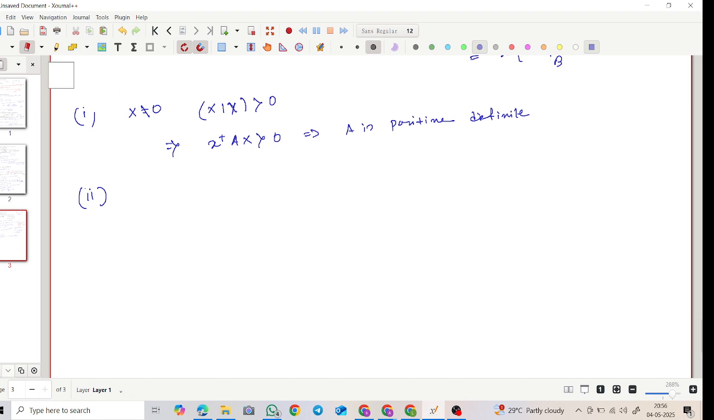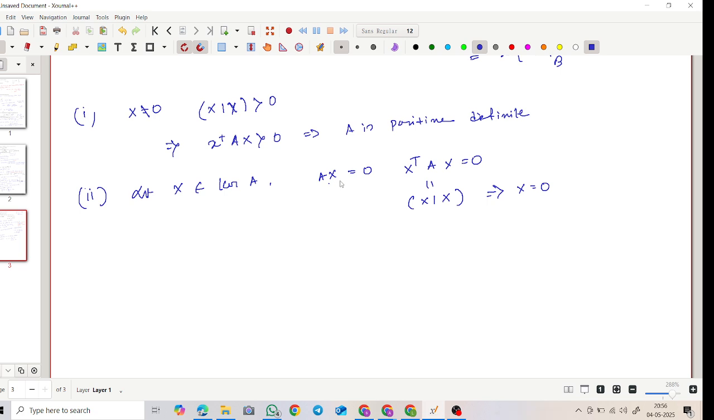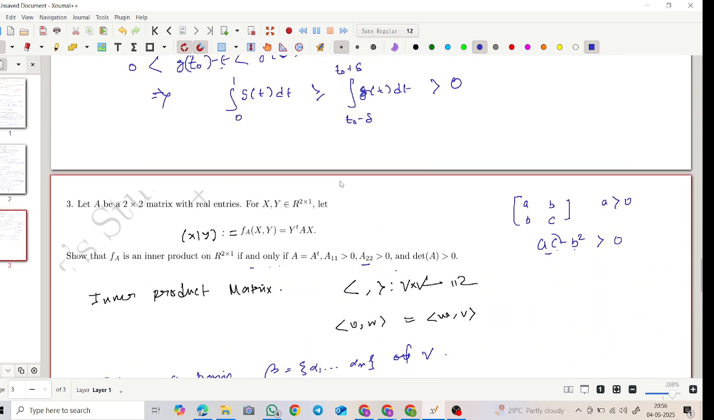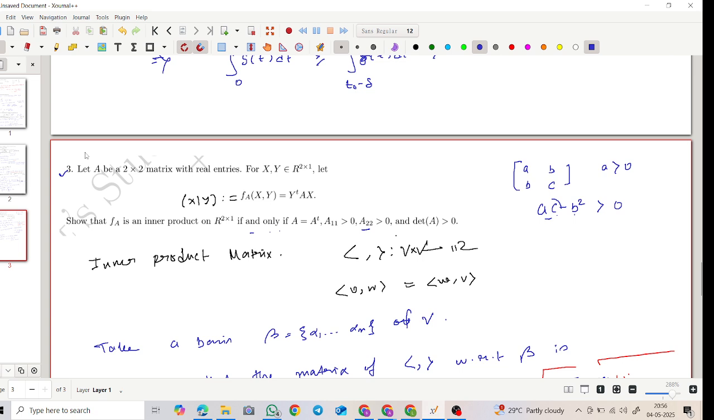Is this full rank? Yes, because let x belong to the kernel of A. Then Ax is 0. It means x transpose Ax is 0. But that is x inner product x, so it means that x is 0. So you have A to be full rank. So look at our problem. We will prove it in more generality.